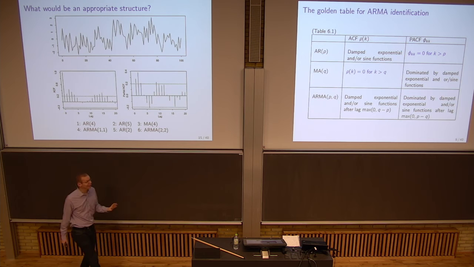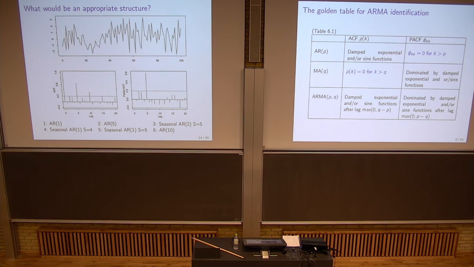Yes? I also came to the conclusion that it was 5, but I was curious. It says AR1. But if I look at the slide over there, it has to be 0 for k larger than p. And at lag 5, isn't it 0? Well, it's an AR1 with season 5. Okay. So if you only look at the seasons and ignore everything else, then lag 5 is the first, it corresponds to P equals 1. Okay. Thank you for asking.